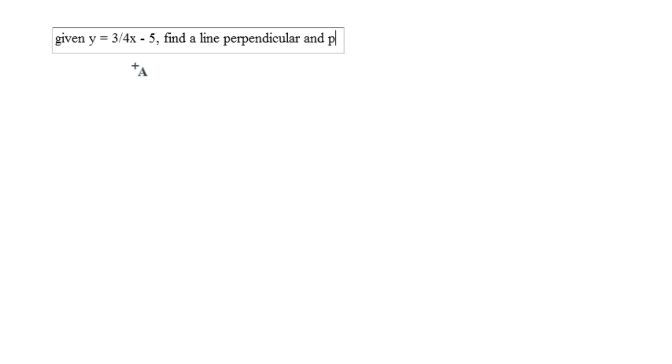All right, now the most common thing a lot of students have is they're given an equation. Let's say y equals 3/4 x minus 5. Find a line perpendicular and parallel to it through a point. And you can pick any point you want. Let's go with something easy, 2, -3.